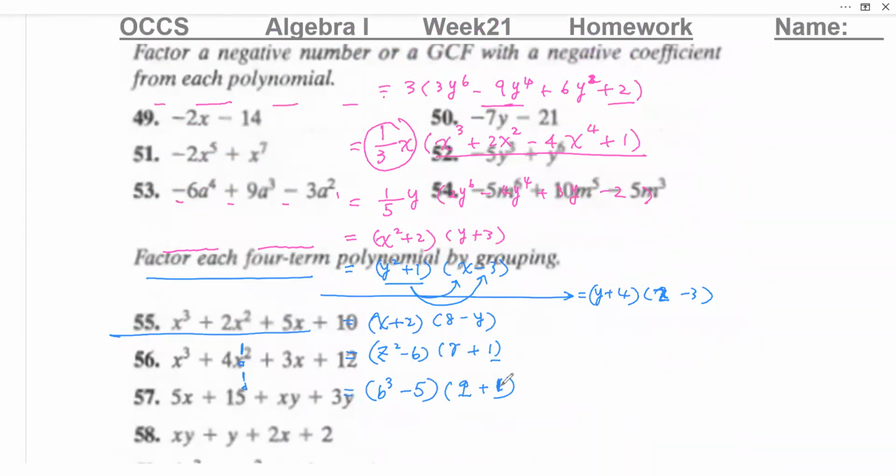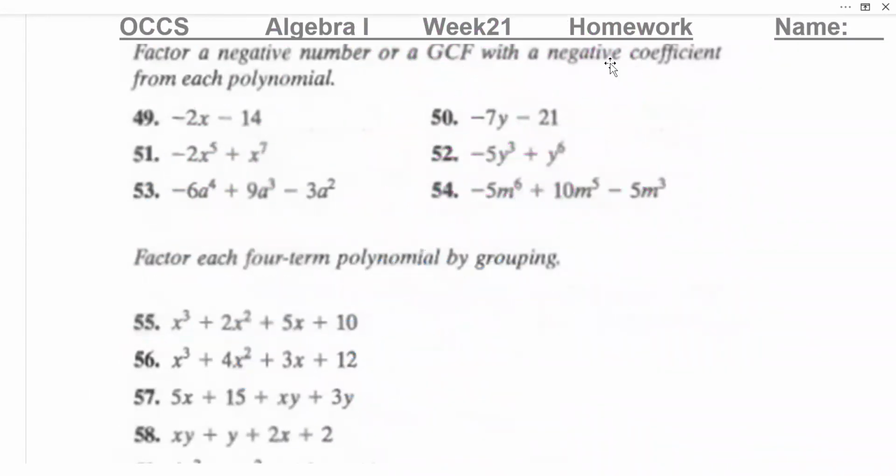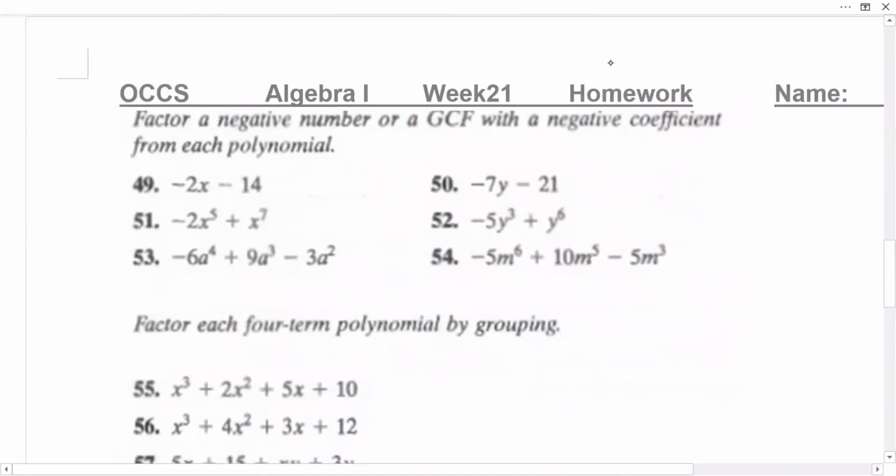Second page. Find the negative number or GCF as a negative coefficient from each polynomial. Actually, find the GCF; right now it is considered a negative coefficient. If they have both negative, we put a negative in front, right? All right, so see this one.